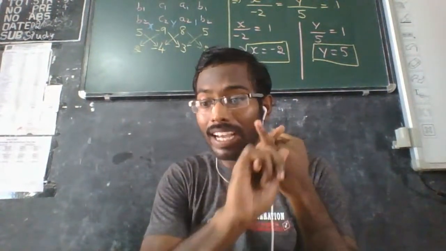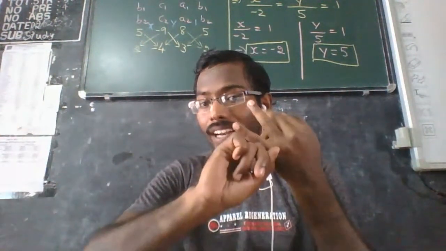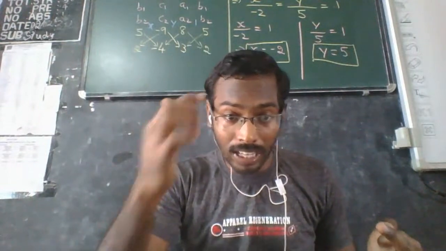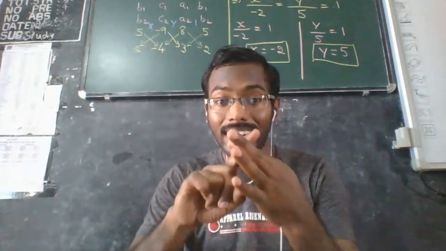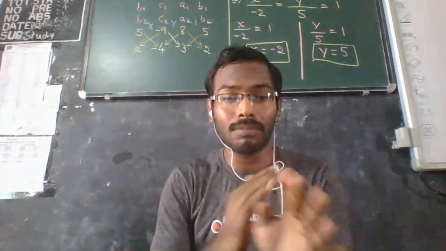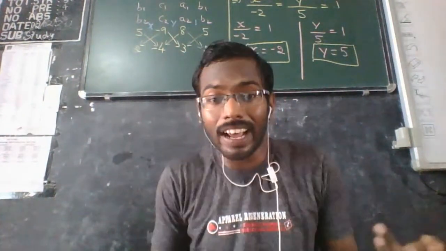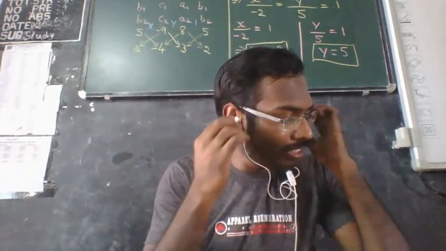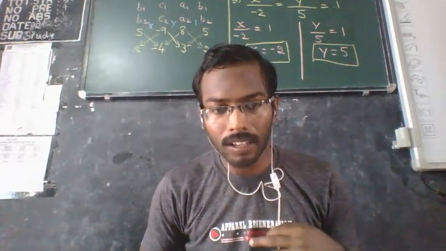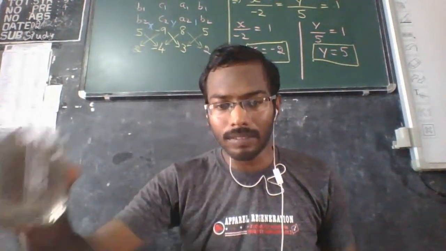So, first point, it is a homogeneous mixture. Second point, the particles are very, very small. They are not visible to our naked eye. Third point, since the particles are very small, they cannot scatter light. Therefore, the path of the light is not visible. Understood? Okay. Now, another one.